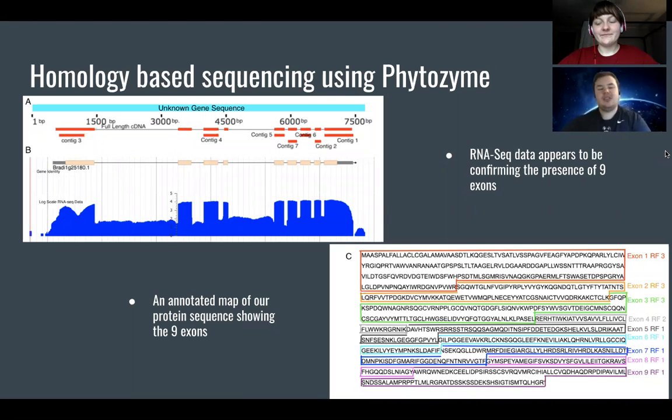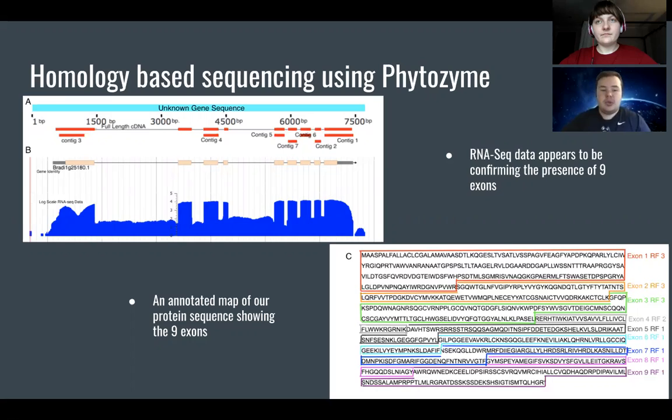So the first thing that we did was we wanted to get our sequence for our unknown gene. We did two different sequencing: ab initio sequencing and homology-based sequencing. We got two different results, so we wanted to compare and see which one was correct. For the ab initio sequencing, we got 7 exons, and from the homology-based, we got 9.